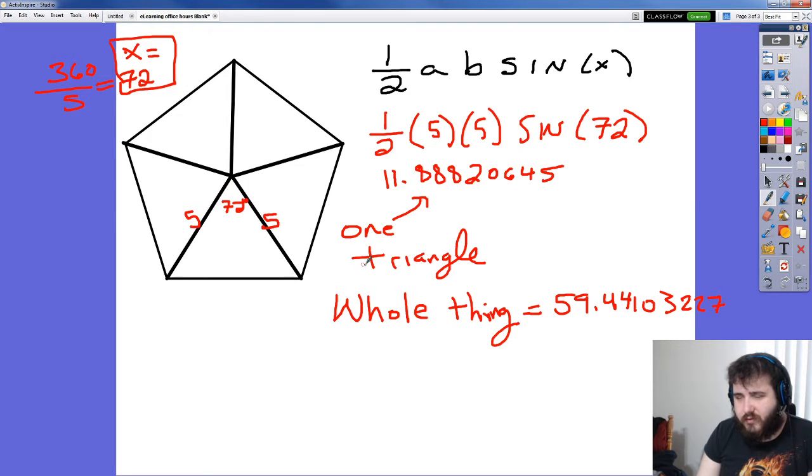So where this gets more complicated is what happens if they tell you just any old thing. What if they say, all right, well, it's a 52 gon. Ooh, what's a 52 gon?